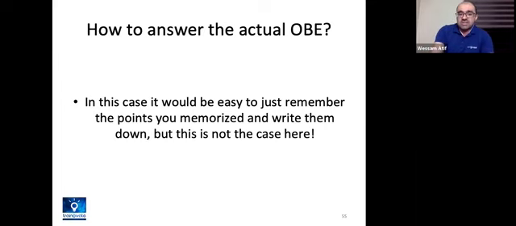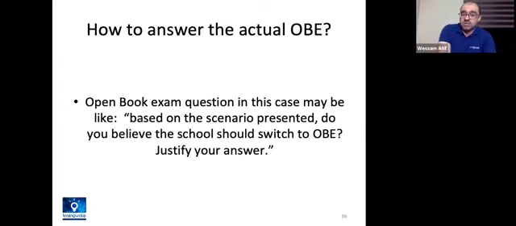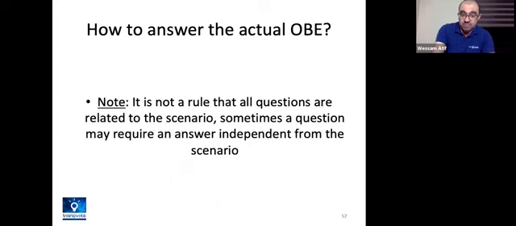But this is not the case in an open book exam. An open book exam question in this case may be something like this: based on the scenario presented, do you believe the school should switch to open book examinations? Justify your answer. Now, whatever information you have in the notes, you cannot just copy and paste it as an answer, because it's not the answer. But it will help you make up your opinion. It will help you evaluate the current situation of the school, and it will help you decide and justify if the school should switch to open book from closed book and why. I hope you get this example.